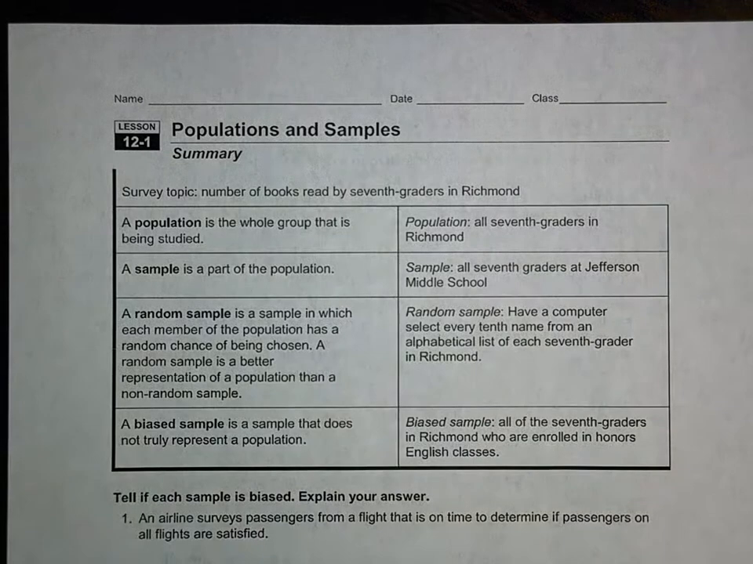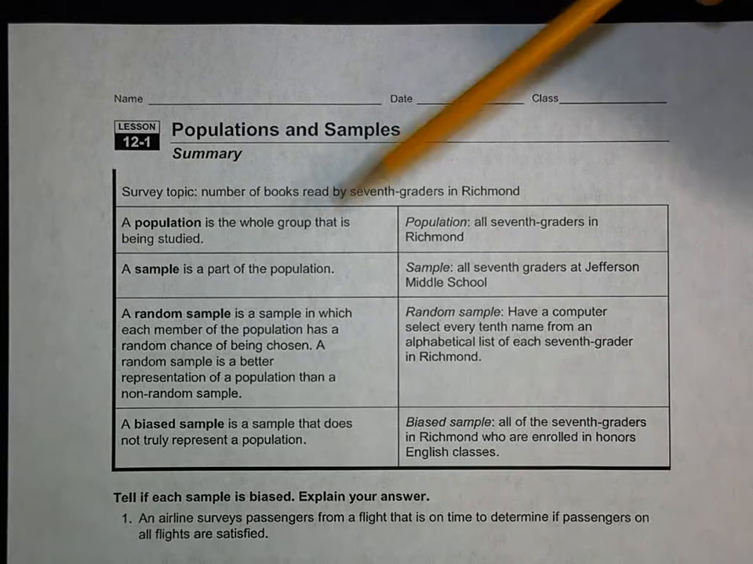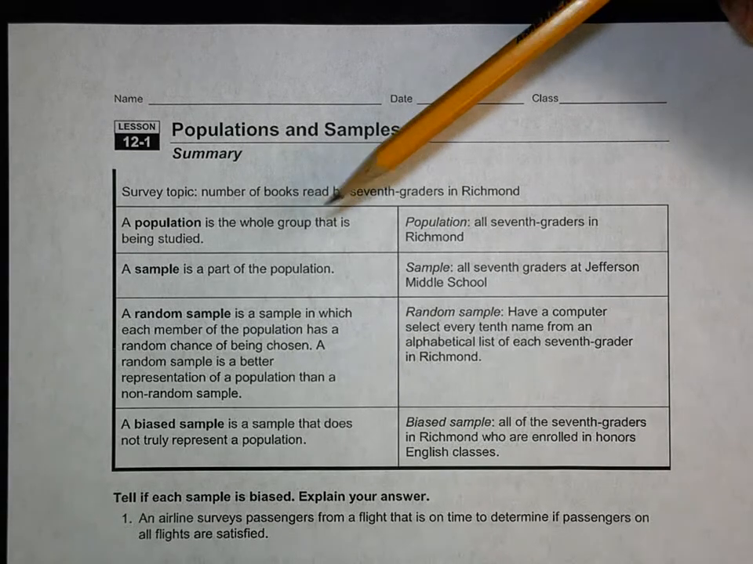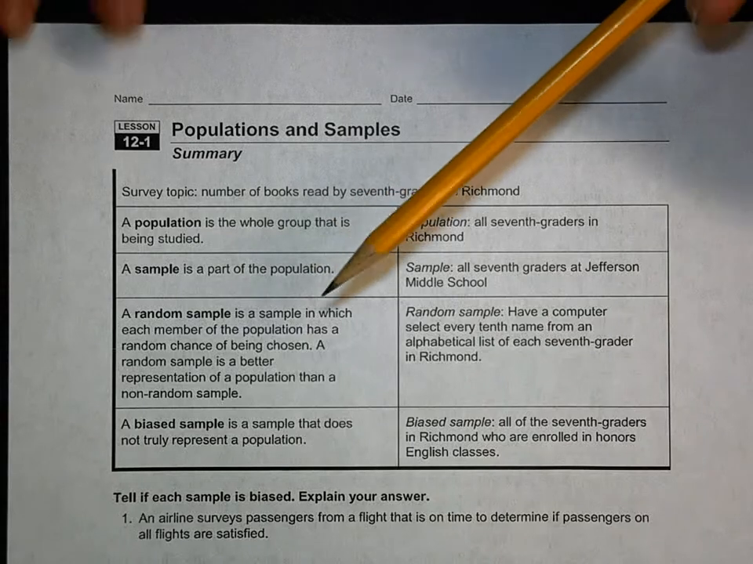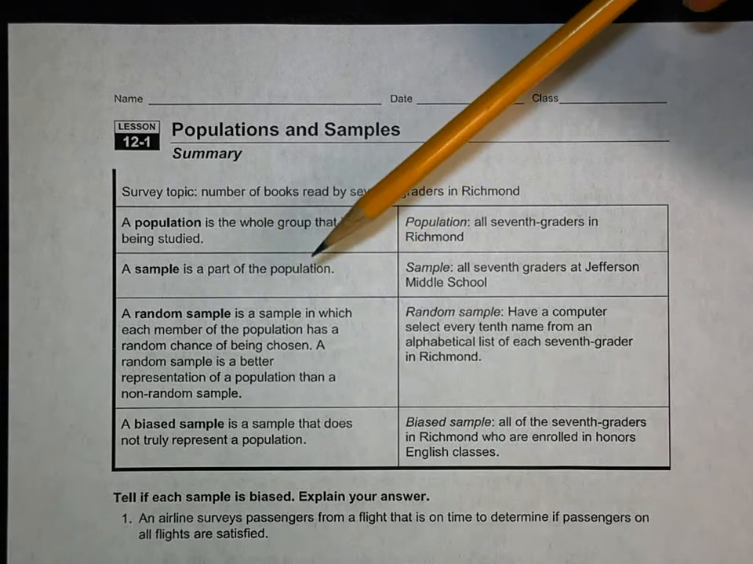Okay, let's talk about populations and samples. This is the summary for lesson 12.1. So a population is a sample. Remember, the population is the whole group that's being studied. It's the big number. The sample is a portion of the population, a smaller group.